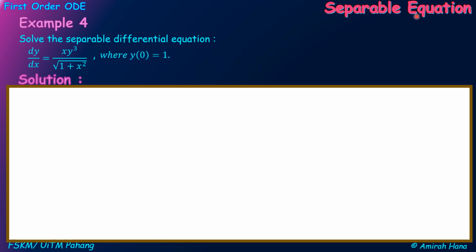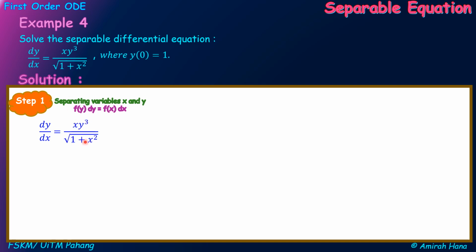When we solve a separable equation under first order ODE, the first step is separating variables x and y. On the left hand side, we want to write f(y) dy, and on the right hand side, we want to write f(x) dx. So from the given question, we can move the term containing variable y to the left hand side, and then we can move dx to the right hand side. So after we move, we get this.